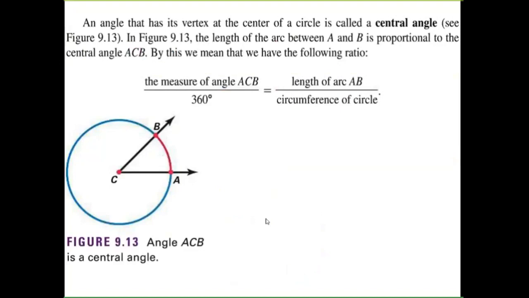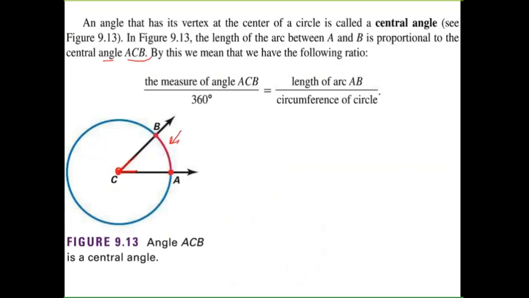An angle that has its vertex at the center of the circle is called a central angle. So this is a central angle because its vertex is on the center. It's called a central angle. It says the length of the arc between A and B is proportional to the central angle, angle ACB. So in other words, from here to here to here, this arc is proportional.